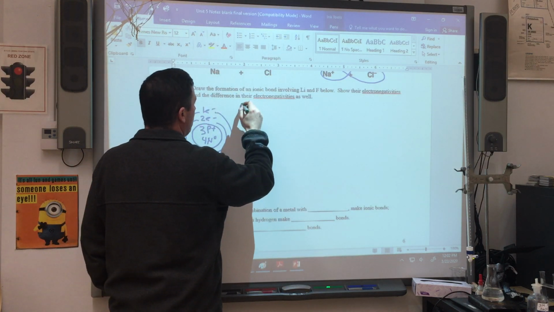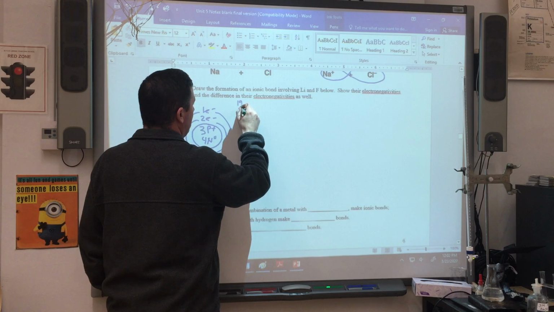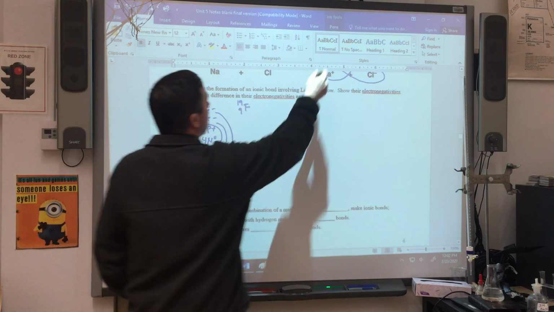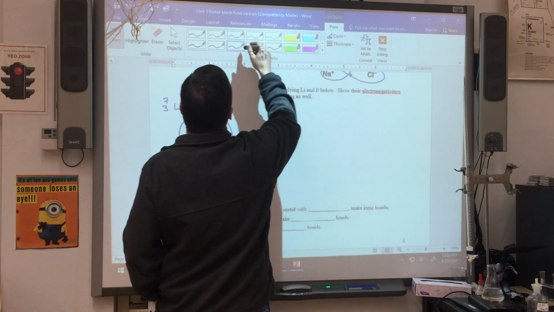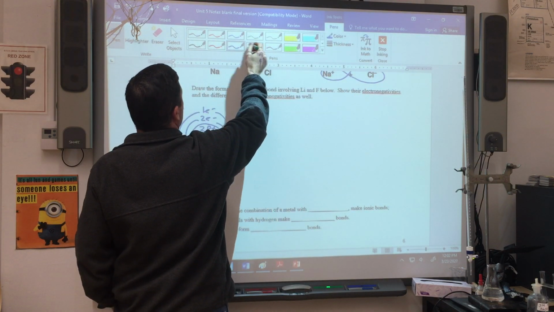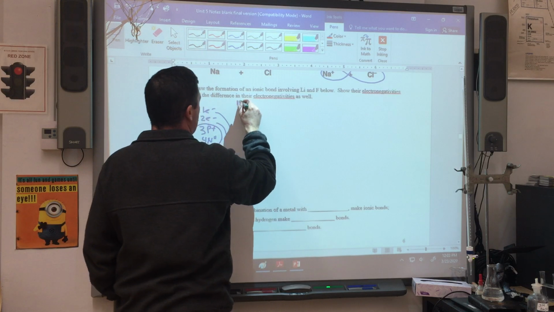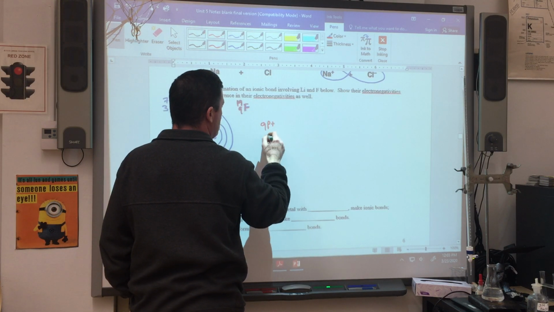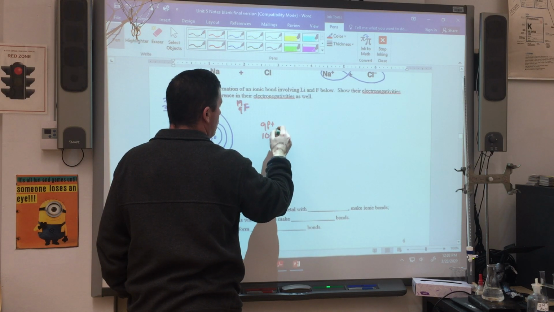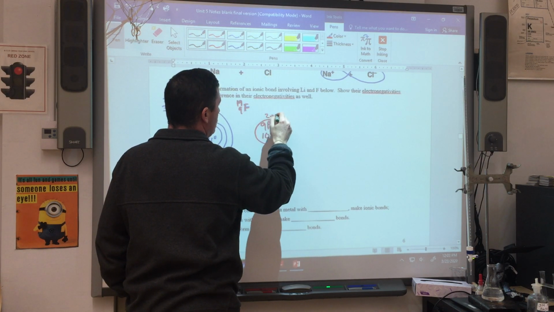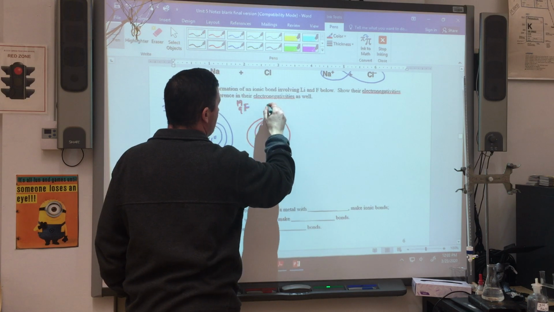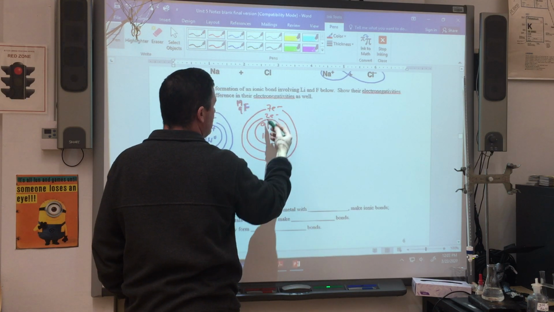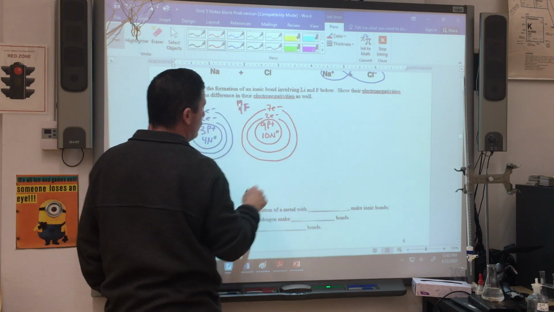If we add it to fluorine, fluorine is 19,9. Okay, 19,9. That means it's got 9 protons and 10 neutrons. It's got 2 in the first and 7 in the second. Remember, we've got to have the same number of electrons as we do protons, so it's neutral.